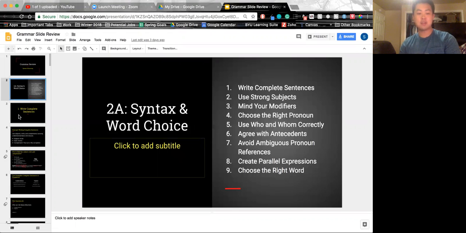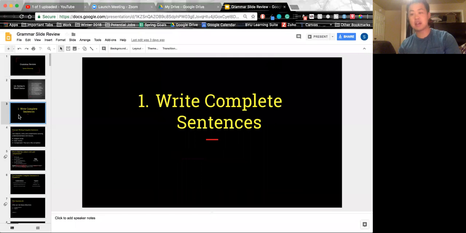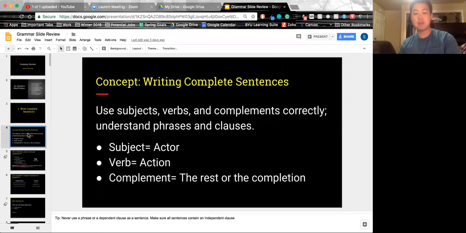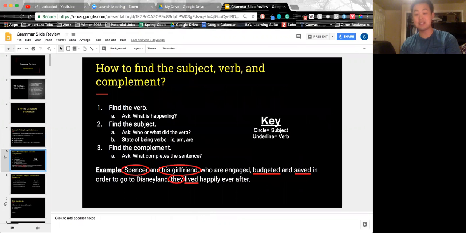The first guideline in 2A is to write complete sentences. What I mean by this is you have to have three things in a complete sentence: a subject, a verb, and a complement. A subject simply is the actor, who is doing the verb. The verb is the action being done in the sentence. And the complement is what completes the thought. Let's go into this next section.